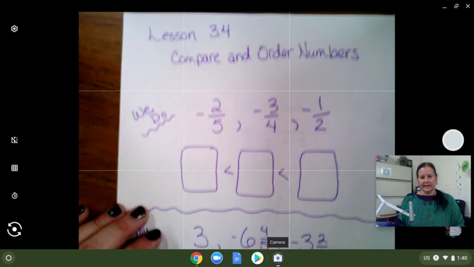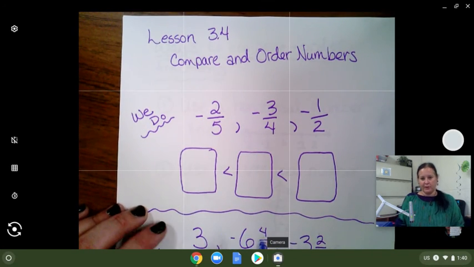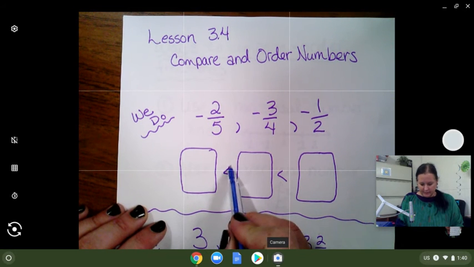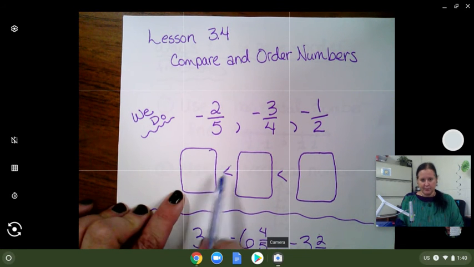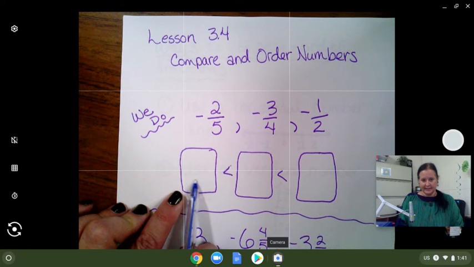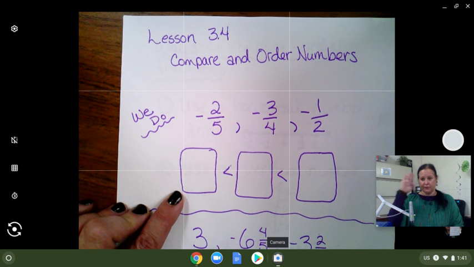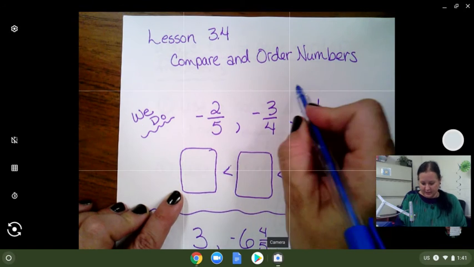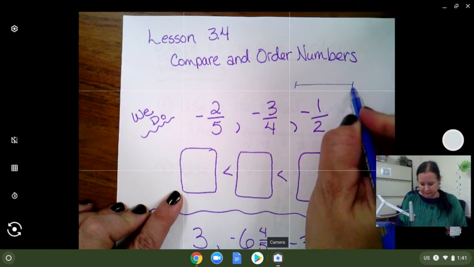So these are all negatives. This is a we do, so you're going to want to write this one down. They want us to start with the smallest number, because remember when you're pointing, this is saying this is less than this number. So the smallest number will go here first. So first I'm going to think of all these fractions as positive fractions. So let me put them on a number line.